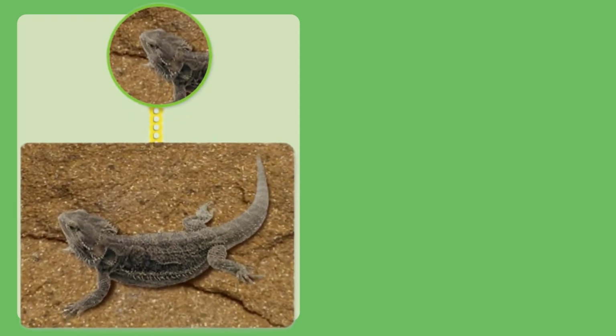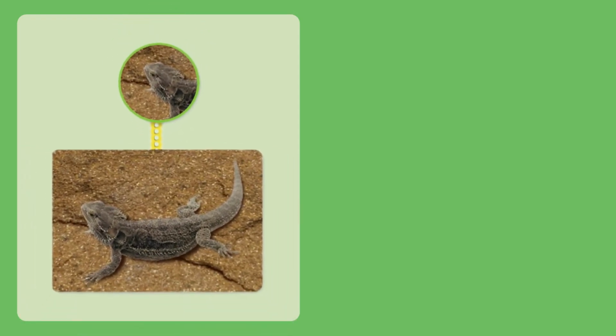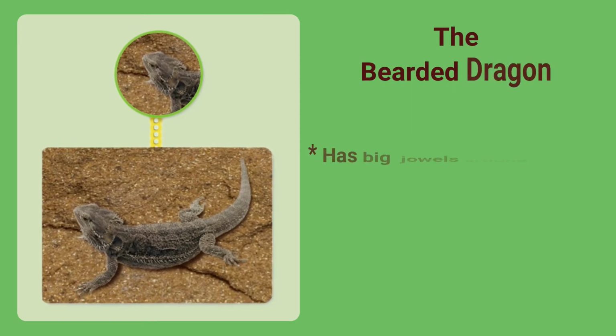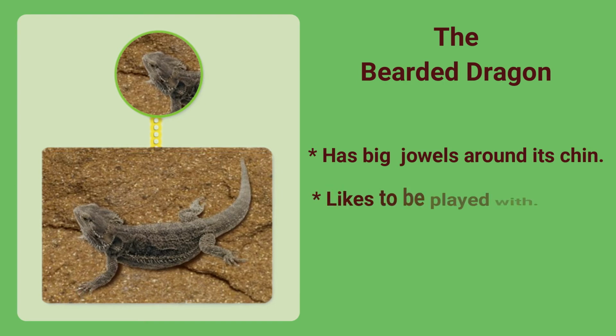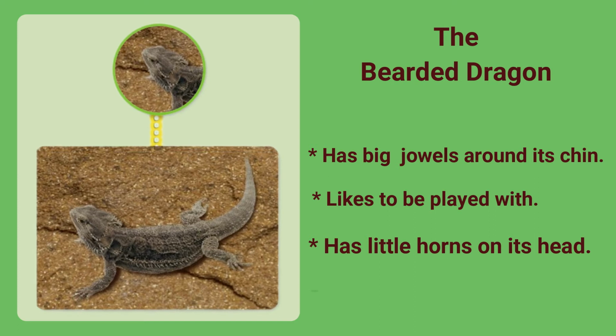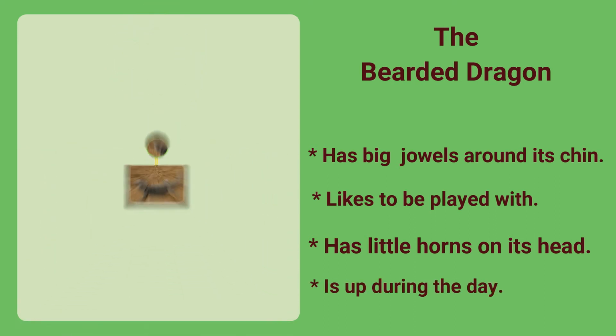This is our lizard. It's the bearded dragon. It has big jowls around its neck. It likes to be played with and has little horns on its head. It is up during the day.